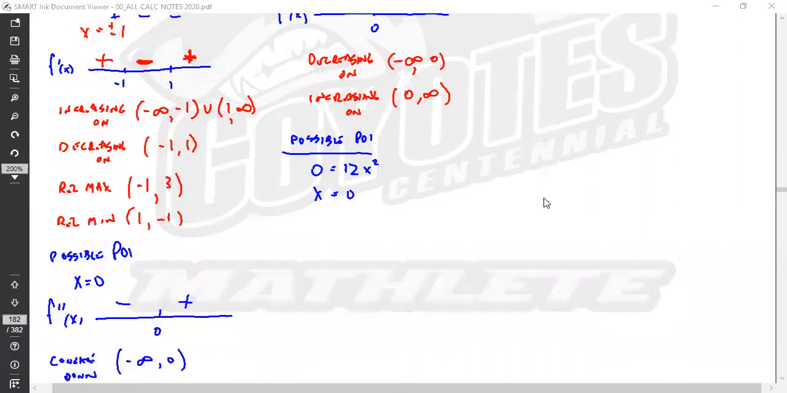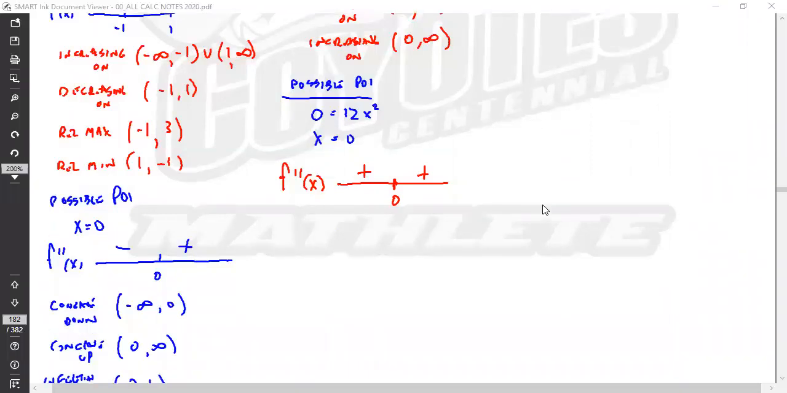So we look at this, and we see that our number line looks like this. So we have a possible point of inflection at 0. But when we look at our second derivative, 12x squared, when x is less than 0, this is positive. When x is greater than 0, this is positive. So because our concavity doesn't change, we don't have an inflection point there.